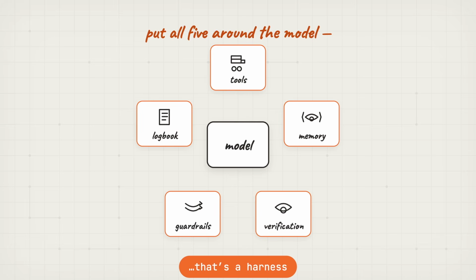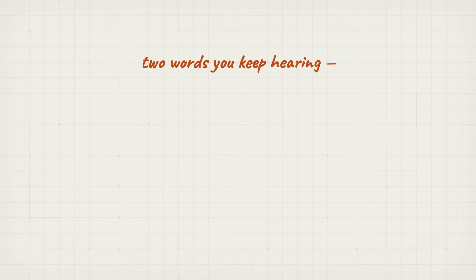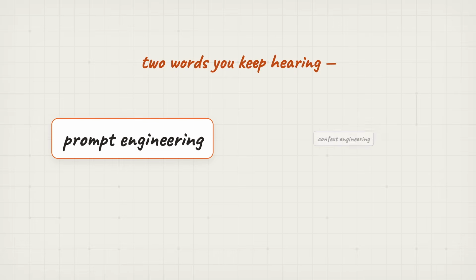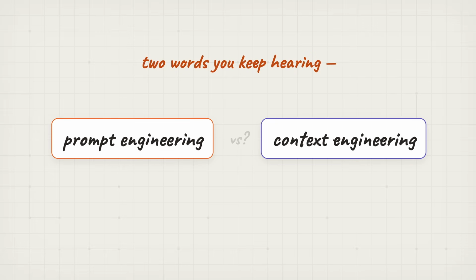Now, let me quickly clear up one small confusion because you have probably heard two other big words floating around these days. One is prompt engineering and the other is context engineering. And a lot of beginners think that these two are competing with harness engineering. But that is not true at all. They are actually just smaller parts sitting inside it.